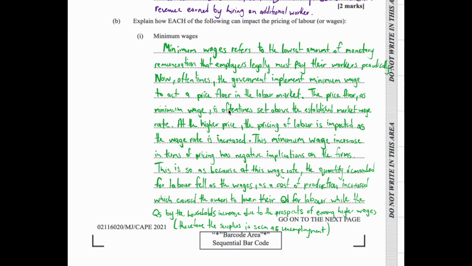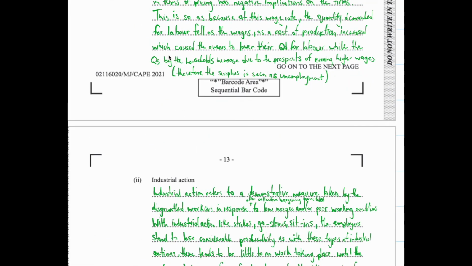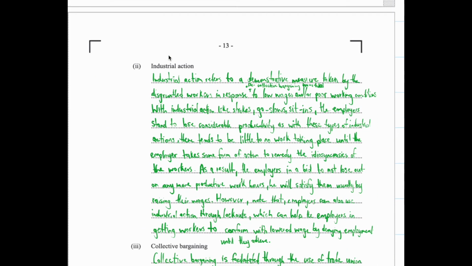The overall labor supply will increase because the wage rate is higher, but the quantity demanded will decrease because the firm itself is not going to demand all of that. That inequality between quantity supplied and a lower quantity demanded will give you what you call real wage unemployment. So we move on to industrial action.